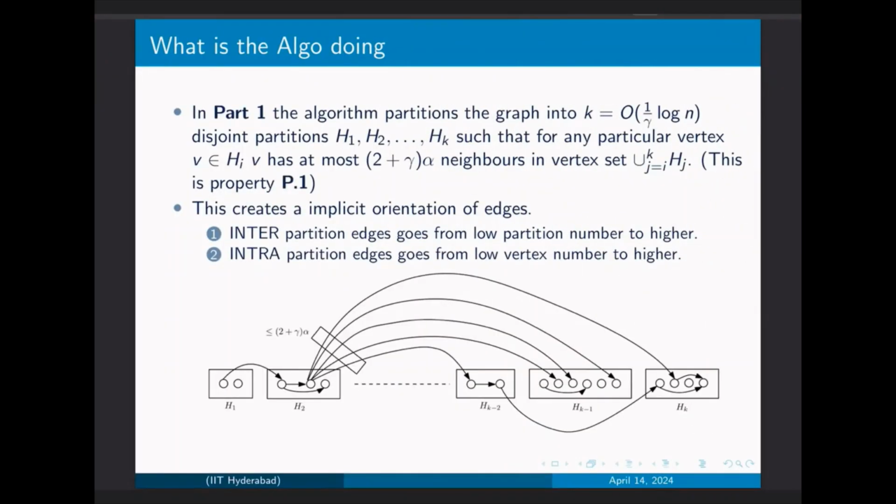This is a simple figure to get an idea of it. Assume that these vertices are numbered. These are the partitions H1, H2, all the way to Hk, and in each partition the vertices are numbered in a non-decreasing sequence from left to right, like 1, 2, and again 1, 2, 3. Maybe you can use different colors, but the main thing is it should be non-decreasing. Here you can see that the right degree is bounded, which helps us bound the out degree of the graph.